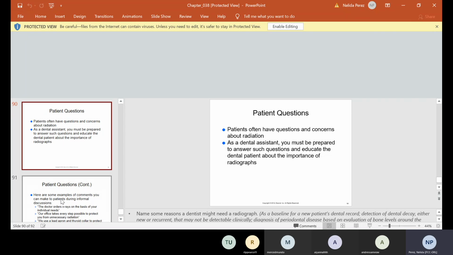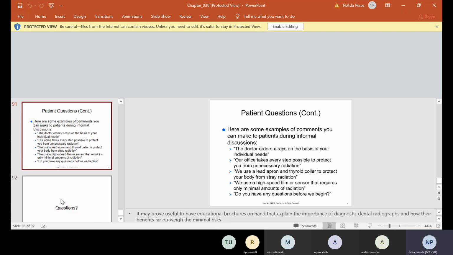Now you're going to have patients who have questions. They often have questions and concerns about radiation. And as the dental assistant, you must be prepared to answer such questions and educate the dental patient about the importance of radiographs. If you look at your email, I sent you a handout that is normally given to patients, or how you should answer a patient when they ask you questions about x-rays and why x-rays are necessary. So please take a look at that handout because I will be asking you questions from that handout.